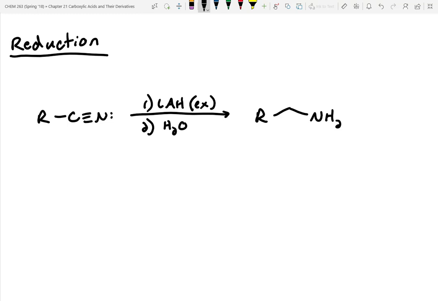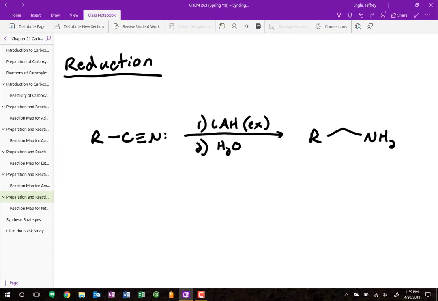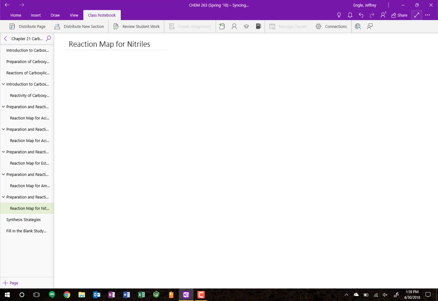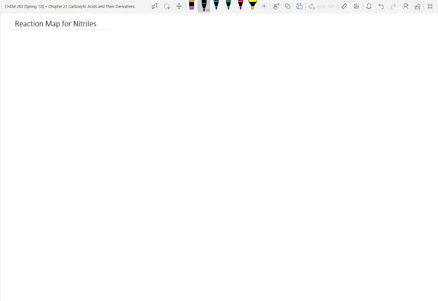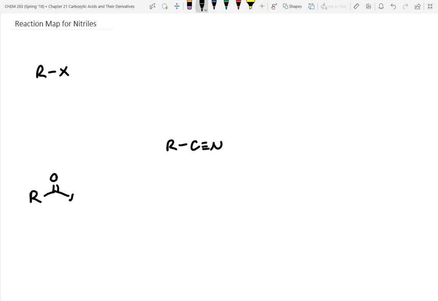Make sense? All right, so let's wrap it up with our reaction map for nitriles. I'll put nitriles in the center. And then I'll put reagents that we can use to make nitriles on the left-hand side, and then the products we can make from them on the other side. All right, so the first one was our SN2 reaction, where we can just react an alkyl halide with sodium cyanide.